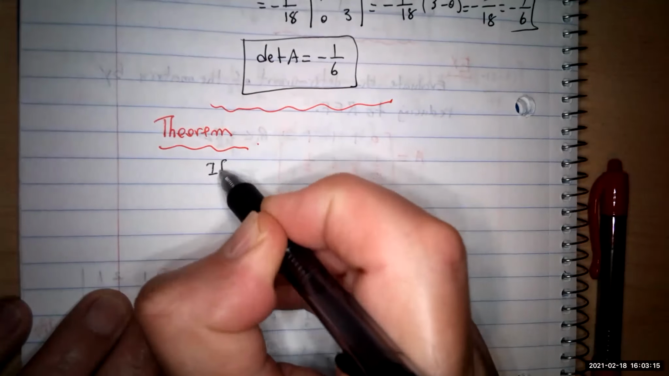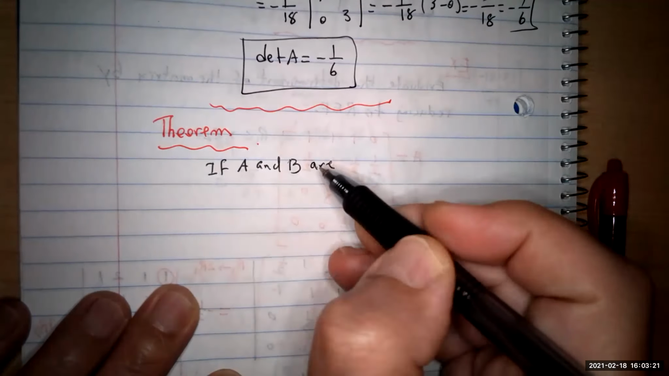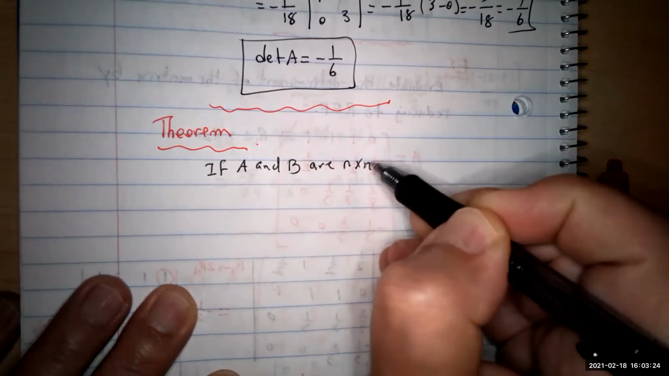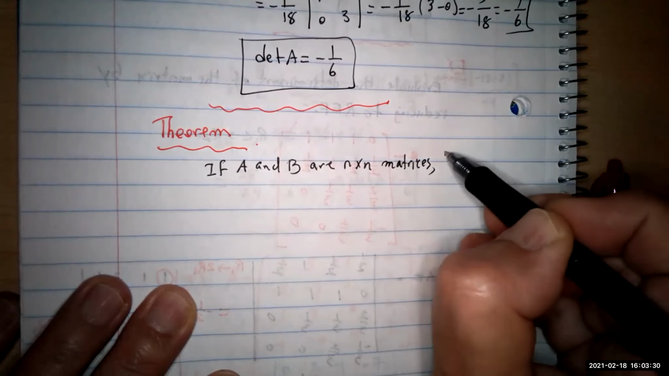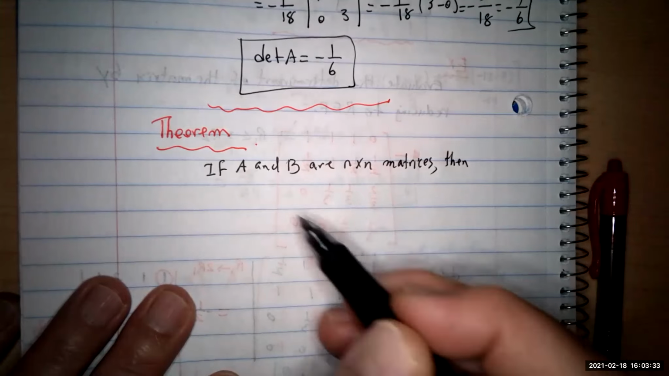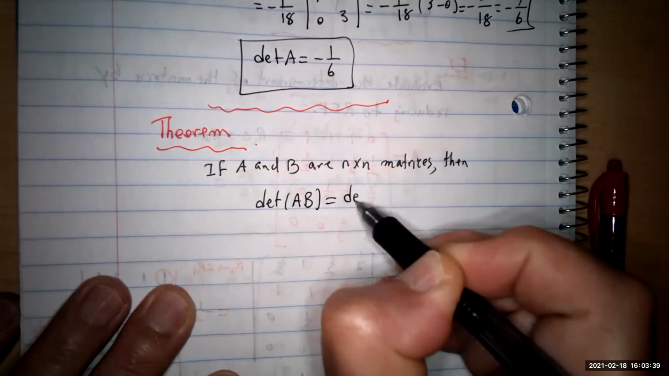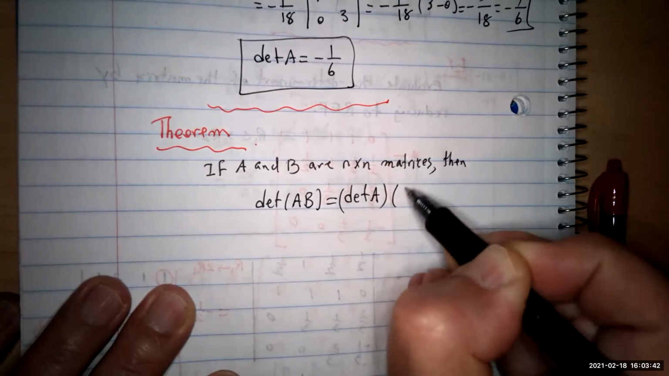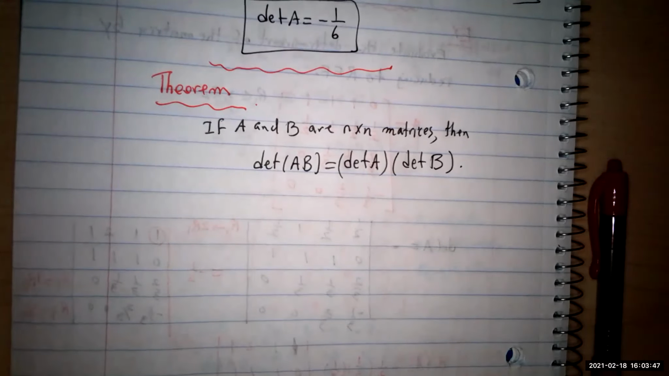So if A and B are square matrices, n by n matrices, then you have this one: the determinant of A times B is equal to the determinant of A times the determinant of B. That will help us to get a couple of very nice results. We're not going to prove it, but sometimes we may ask you to verify it by some examples, but we're not going to prove this one.